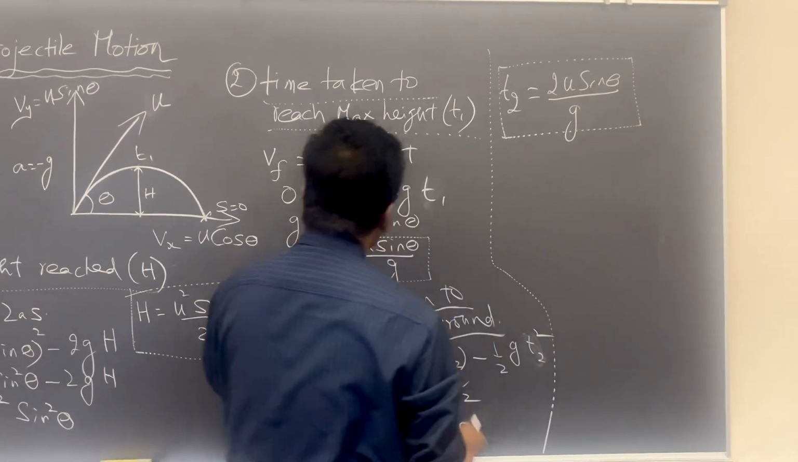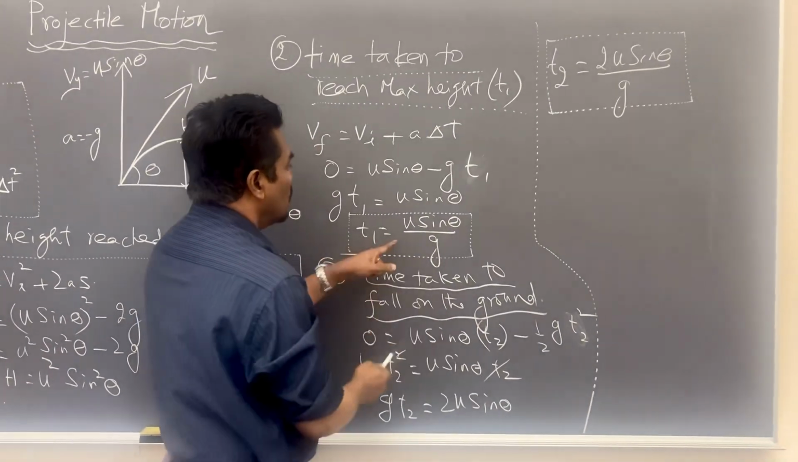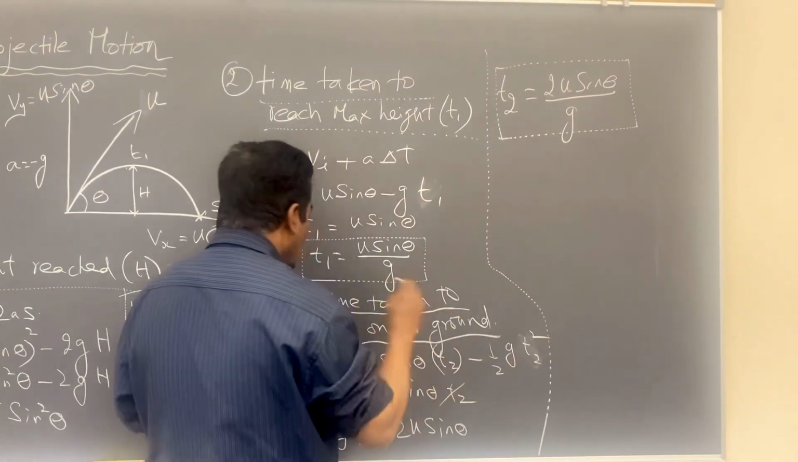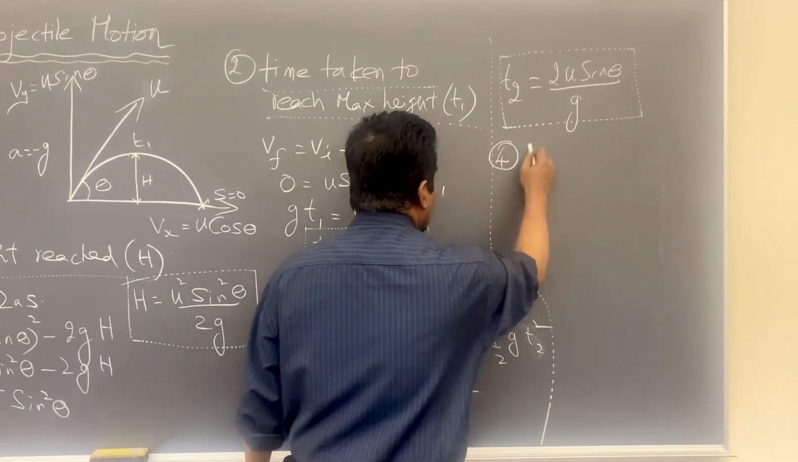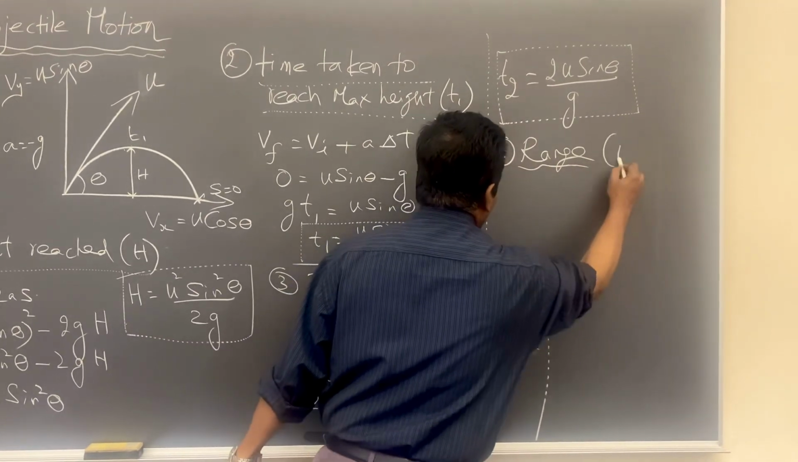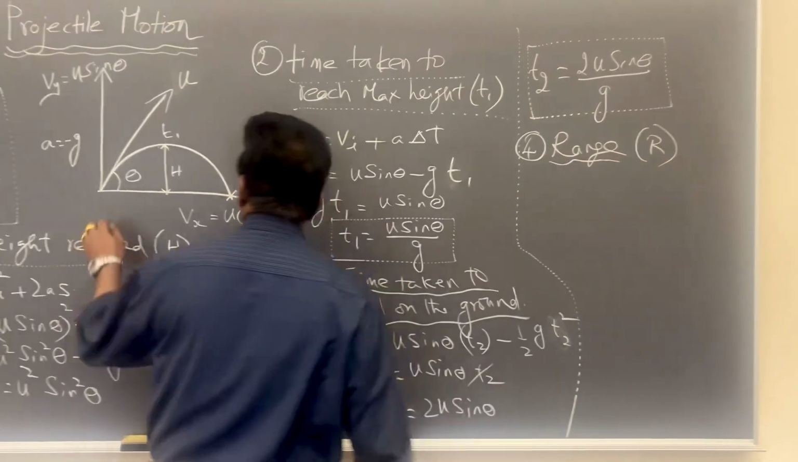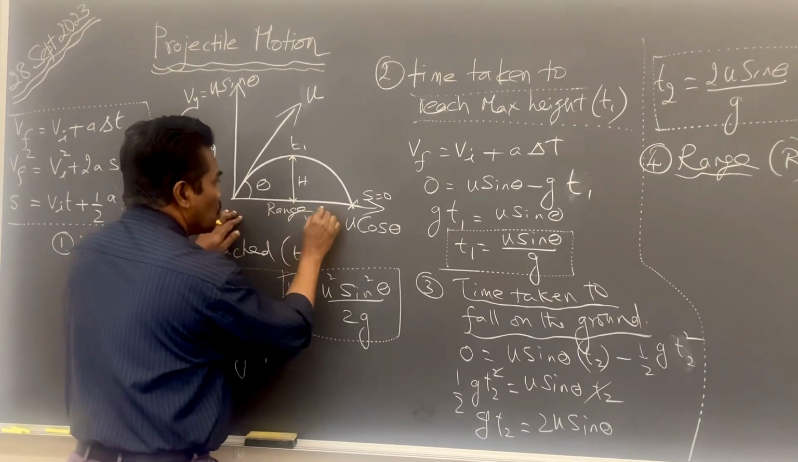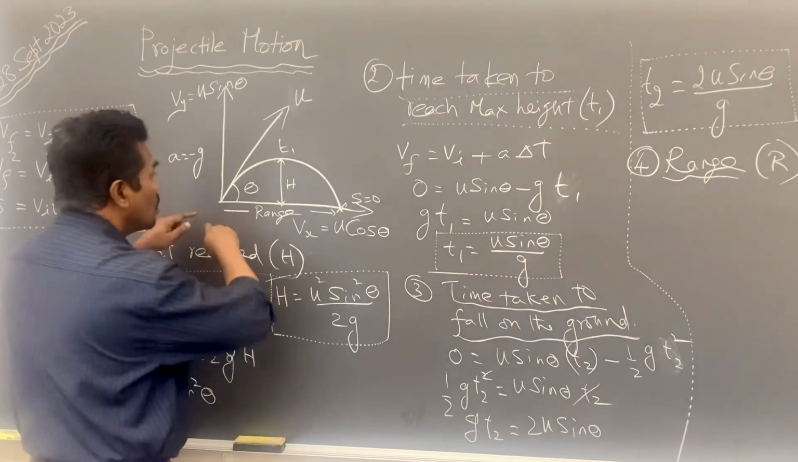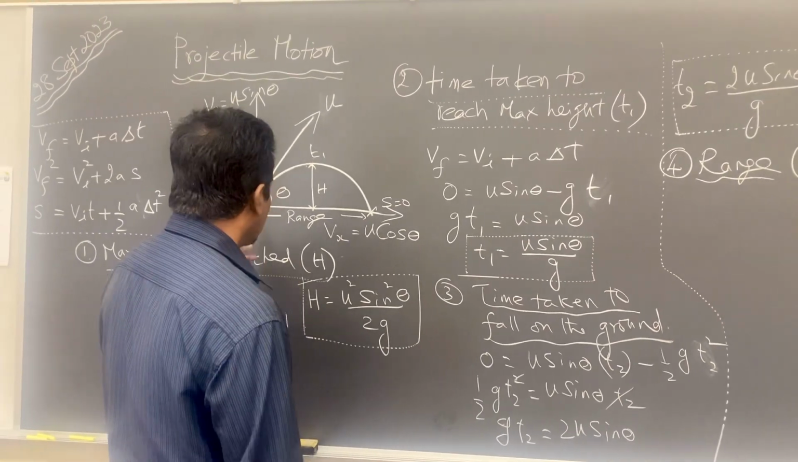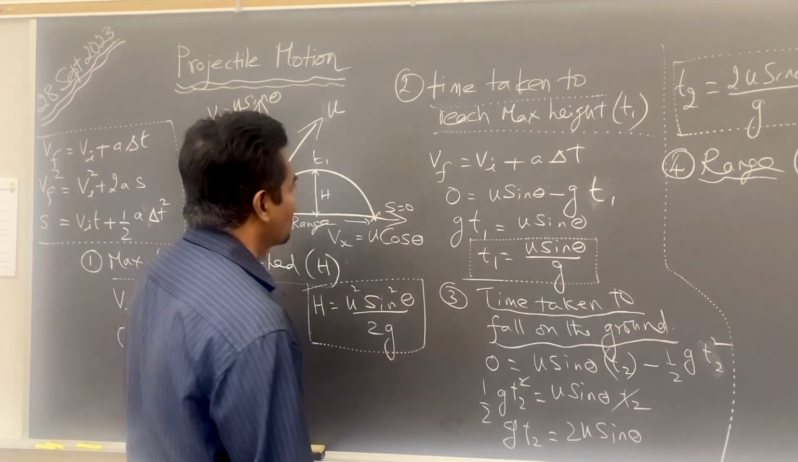As I told you, it will take twice of this time, u sin theta over g times 2. The last one is range. Normally it is called R. So range means from this distance. Suppose it is a bullet, how far it has traveled. What is the range of the bullet? Like that. Sorry, the range of a gun.